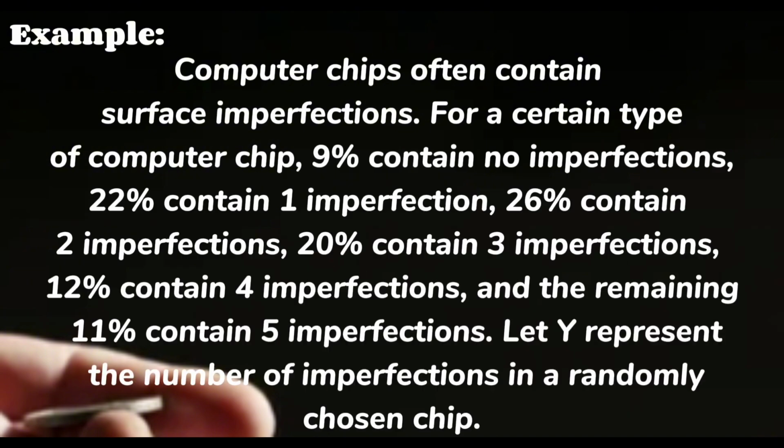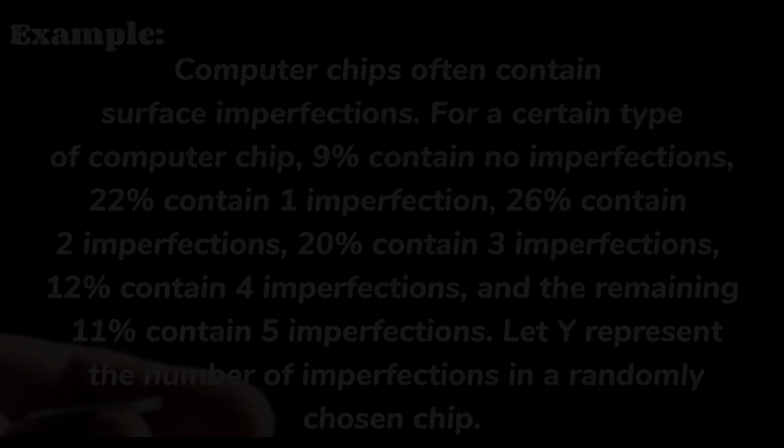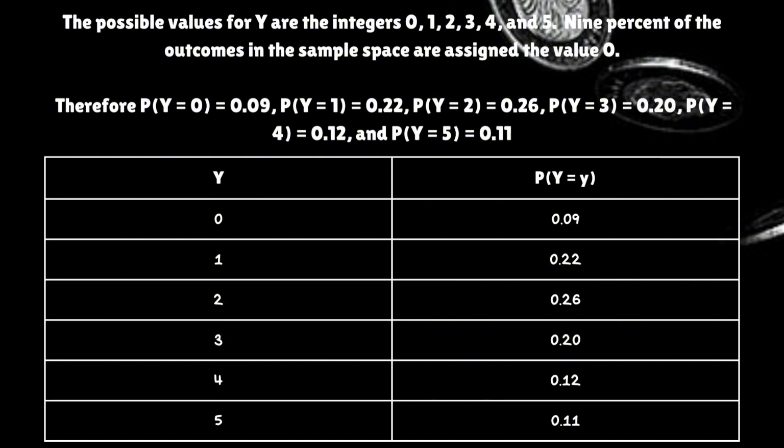Computer chips often contain surface imperfections. For a certain type of computer chip, 9% contain no imperfections, 22% contain 1 imperfection, 26% contain 2 imperfections, 20% contain 3 imperfections, 12% contain 4 imperfections, and the remaining 11% contain 5 imperfections. We let Y represent the number of imperfections in a randomly chosen chip. The random variable Y is discrete because it takes on only integer values.